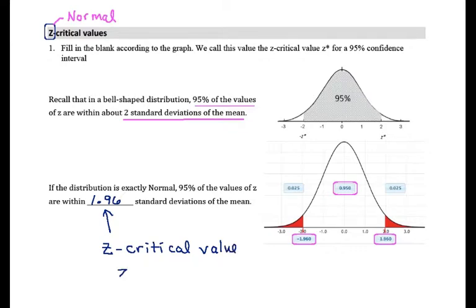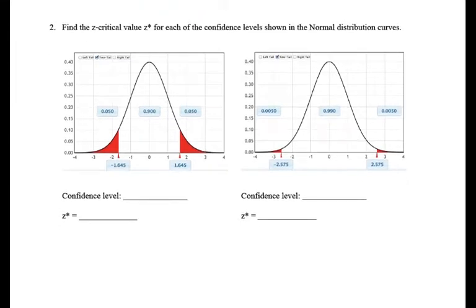which we often refer to as z star, because rather than being a z-score from a particular calculation, it's a critical cutoff value. We call it z star for 95%. So looking at these two curves down here, we can see that the first one seems to correspond to a 90% confidence interval because we have the center 90%, and that our critical value is 1.645.